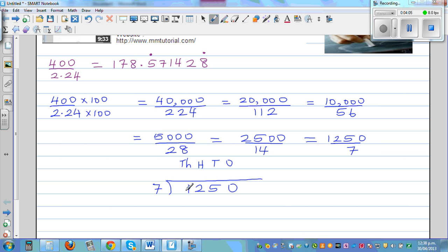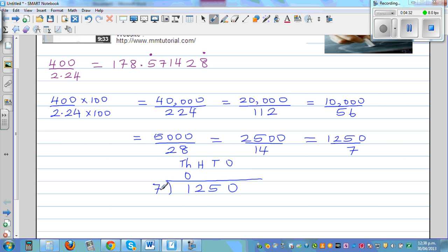7 goes in 1, meaning 7 goes in 1,000. How many times? It doesn't go in thousands. If you write a number here, that'll be 7,000. That'll be too big. So now you're writing a number which is in the hundreds place. If you write 1 there, it is 100. So 7 goes in 1,250 how many thousand? 0,000.